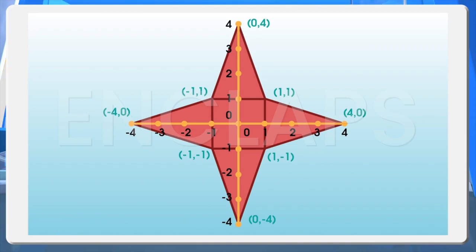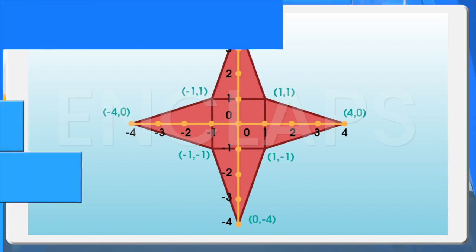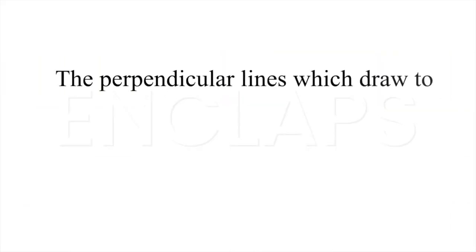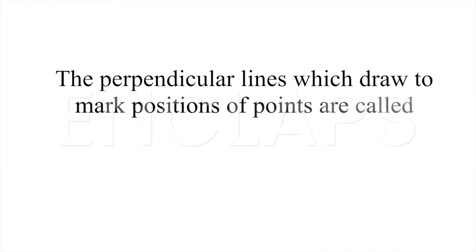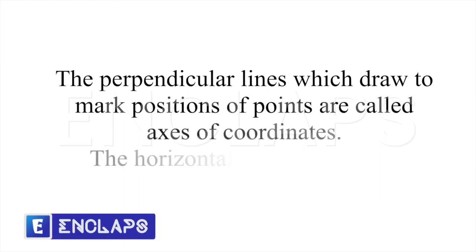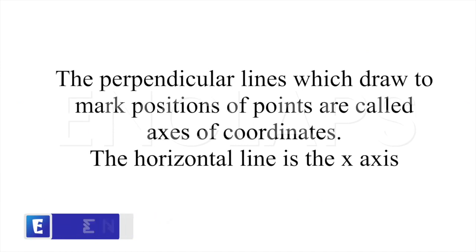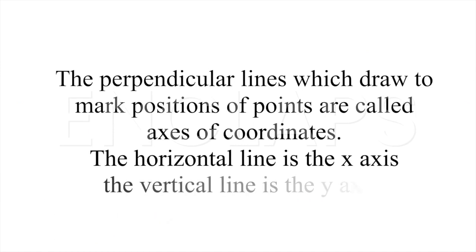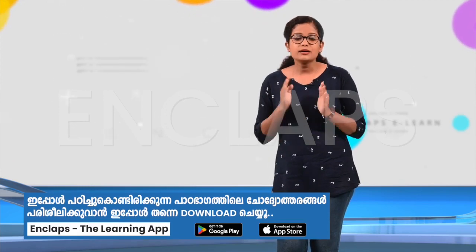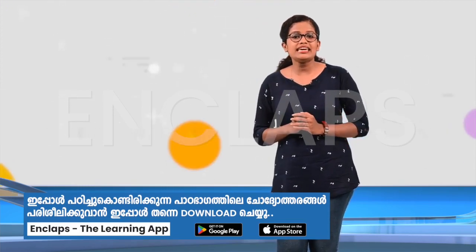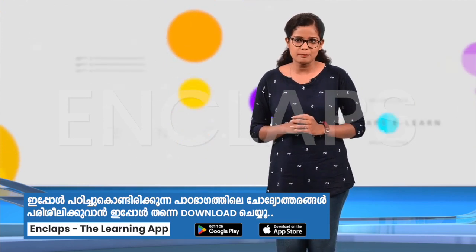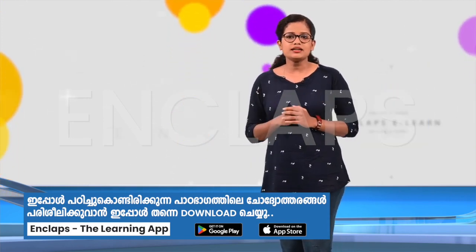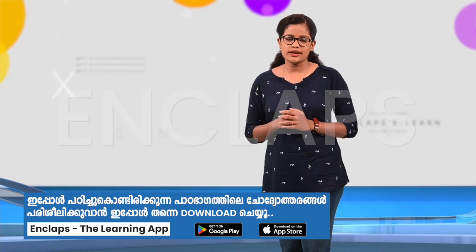Here, how did we find the number pairs? Two lines were drawn horizontally and vertically along the picture. Isn't it? The perpendicular lines we draw to mark such positions of points are called axes of coordinates. The horizontal line is the x-axis and the vertical line is the y-axis. Once the axes are drawn like this, the position of any point can be easily written as a pair of numbers. These numbers are called the coordinates of the point.